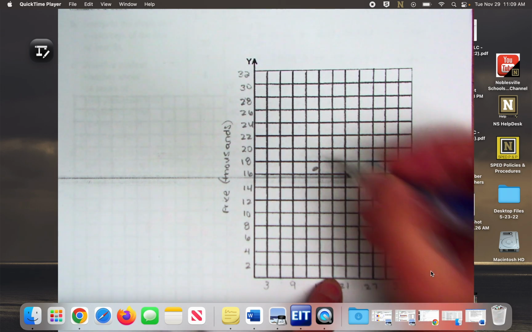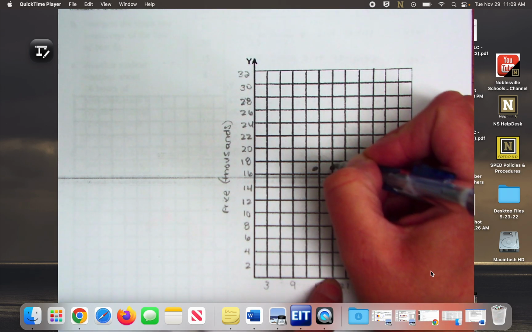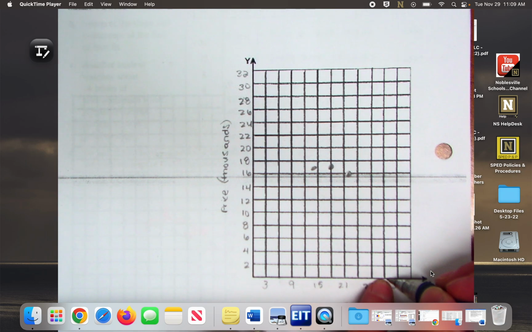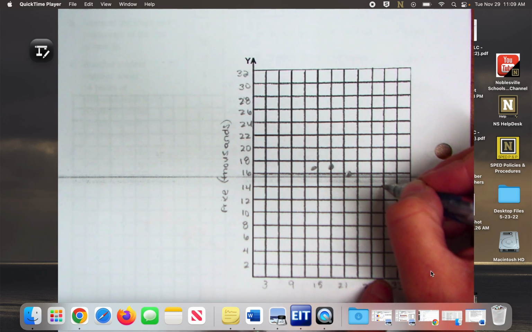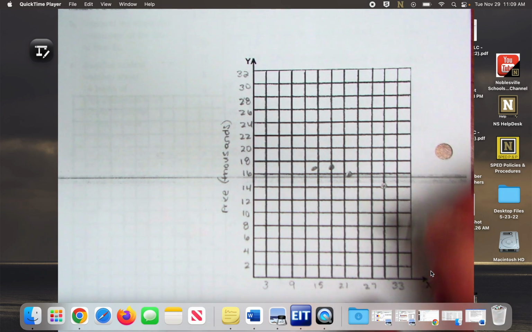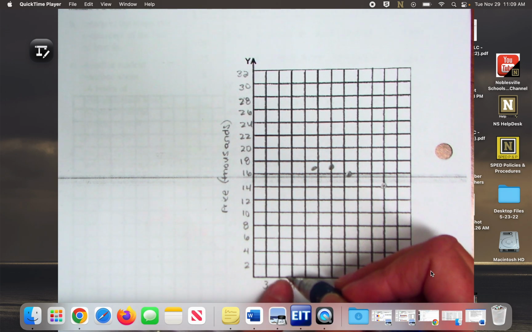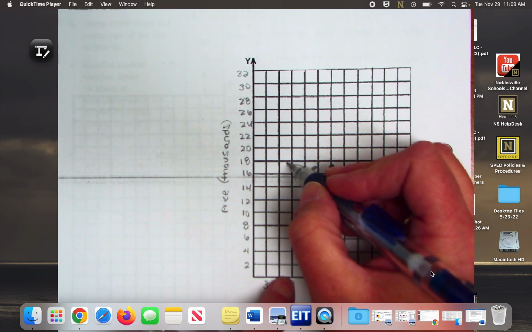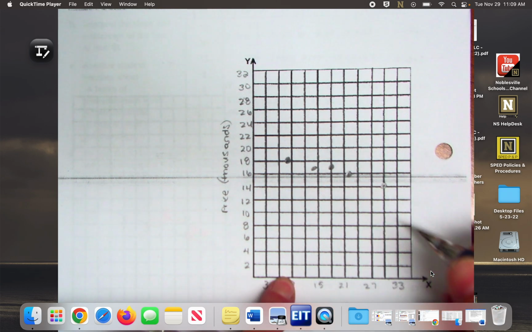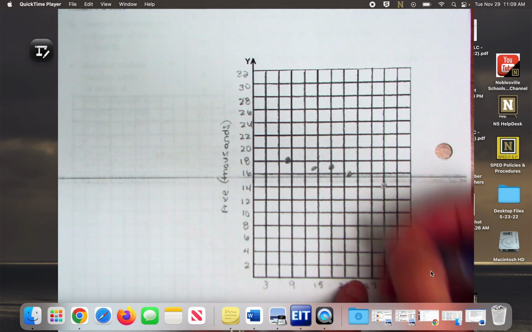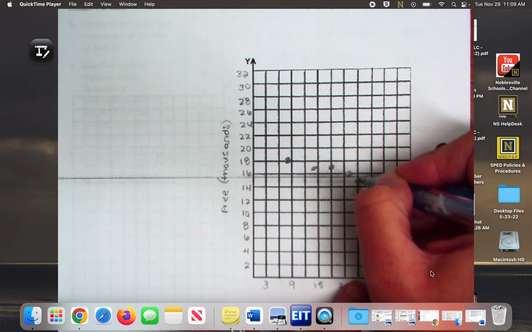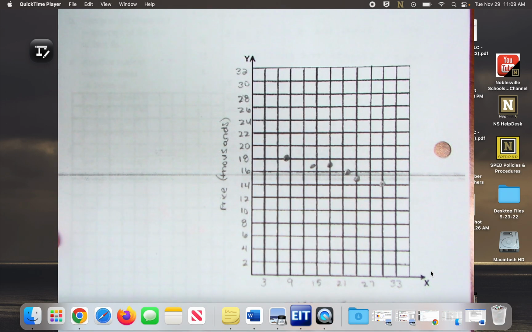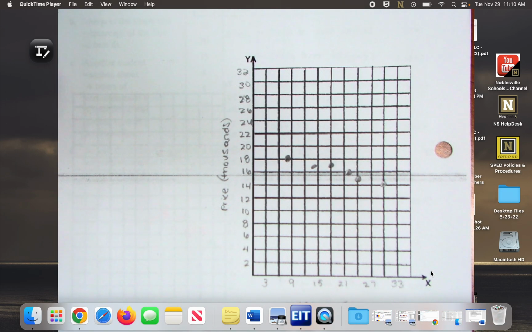18,000 miles, and I'm also going to go up to 17,000. 30,000 miles, and I'm going to go up to 14,000. 8,000 miles, and it's worth 18,000. 24,000 miles, and it's worth 15,000. So I scattered my plots. I'm good to go. Now I'm going to graph my trend line.